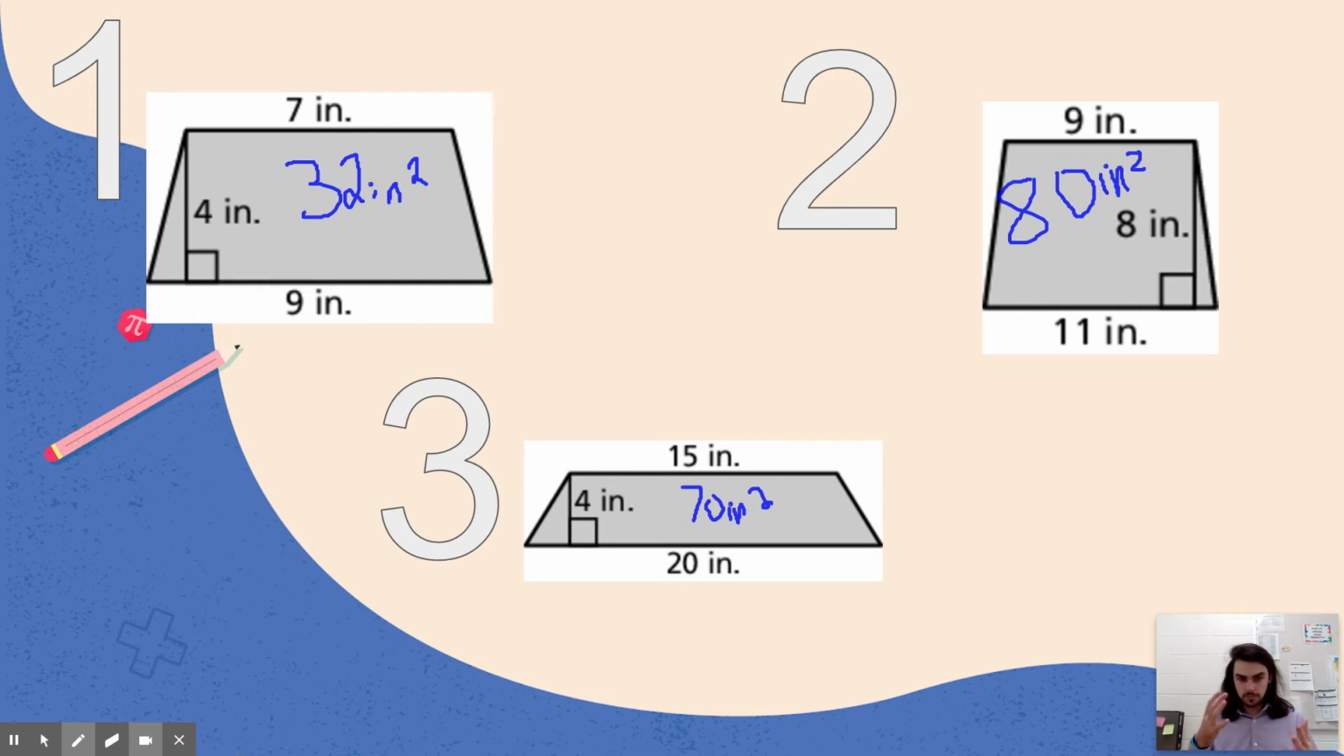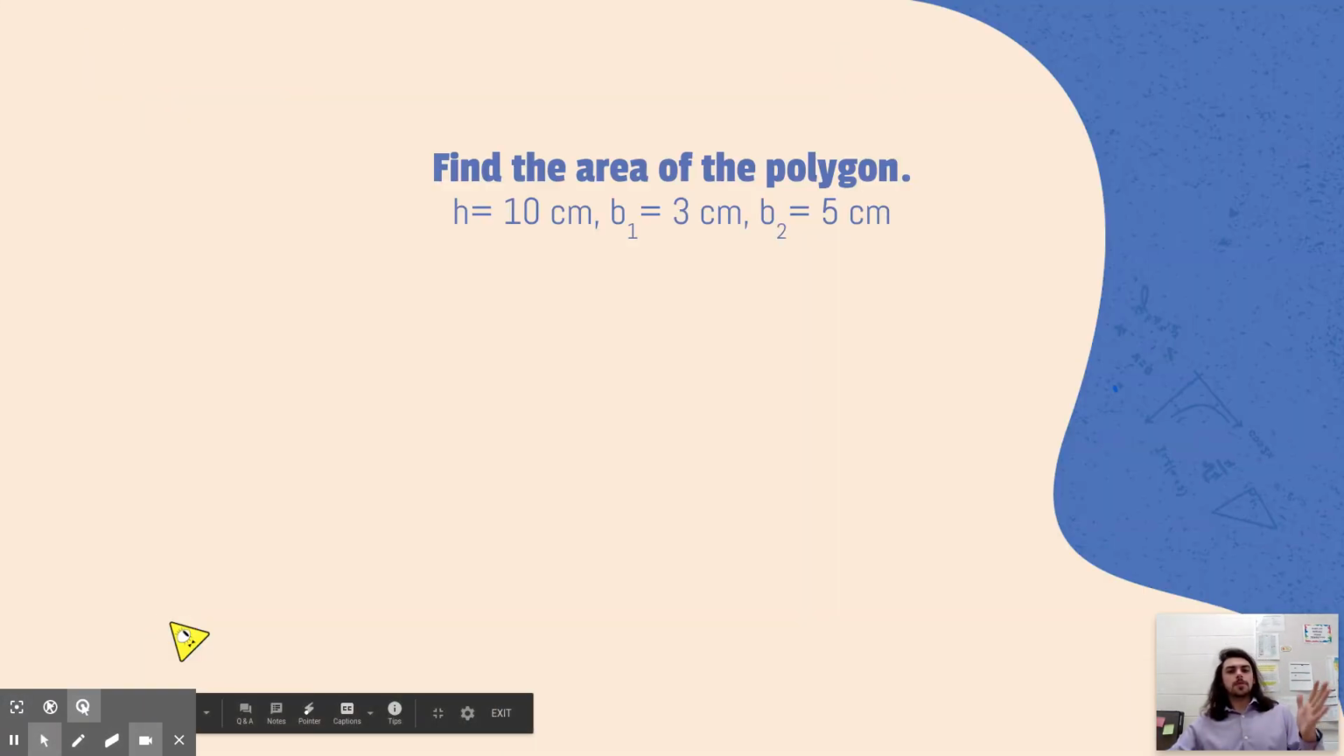So remember, if you get a larger number and it doesn't seem right, try to multiply by 1/2, and it should get you the answer. All right, so let's move on. We have questions that look like this.